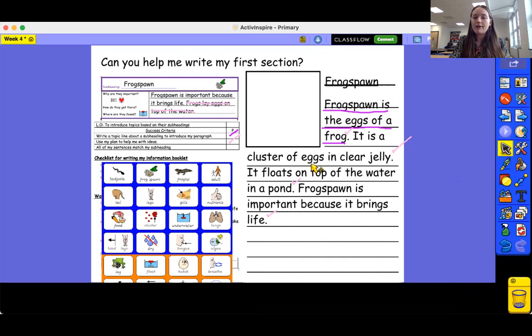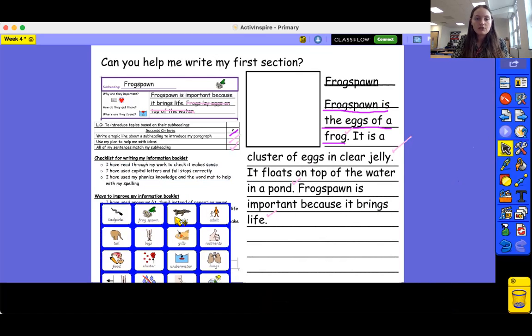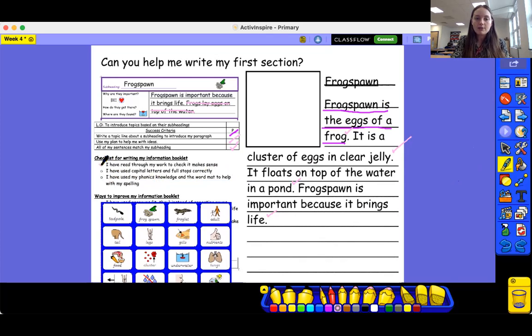Now I've written my paragraph. The next thing that's important to do, I've read it through, checked that it's made sense, I've ticked off my success criteria, is have a look at this, the checklist for writing my information booklet. Have I read through my work to check that it makes sense? I have. Have I used capital letters and full stops correctly? Well, whilst I was reading it through, I was making sure that I had my full stops and my capital letters after them, so I think I'm okay with that. Have I used my phonics knowledge and word mat to help with my spelling? Well, I used my word mat to help me with the word cluster, and all my other words I took from my plan, so they should be spelled correctly.